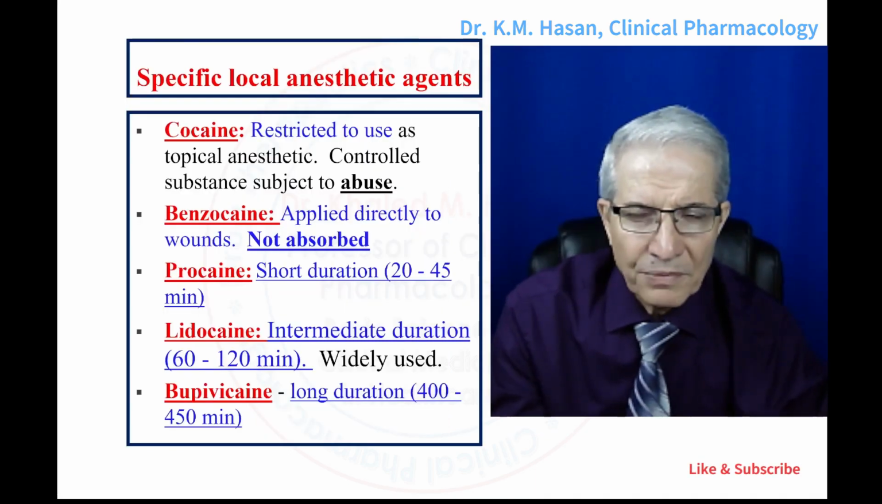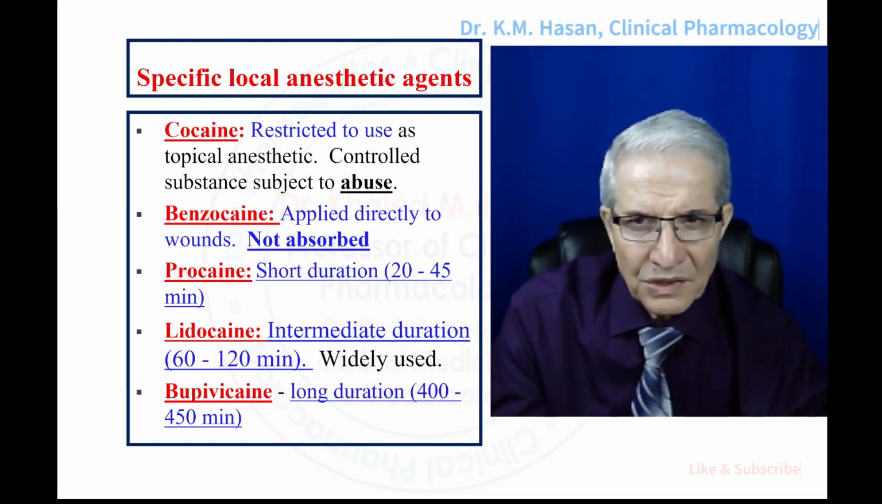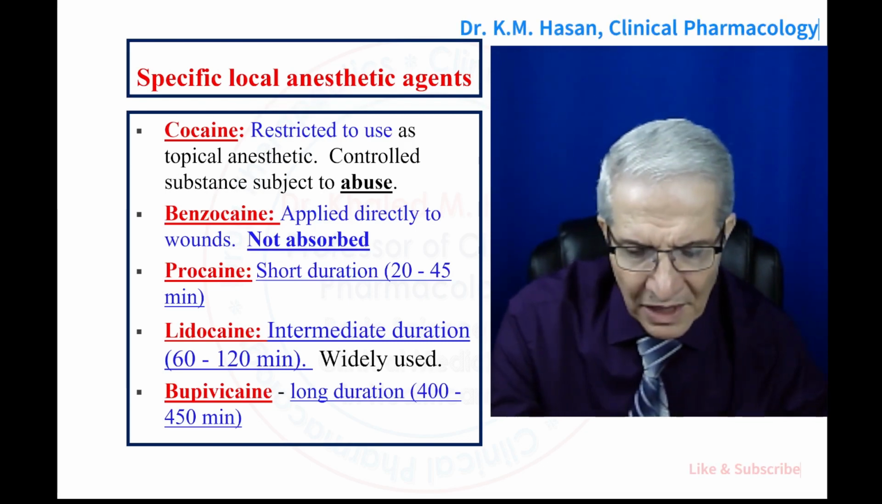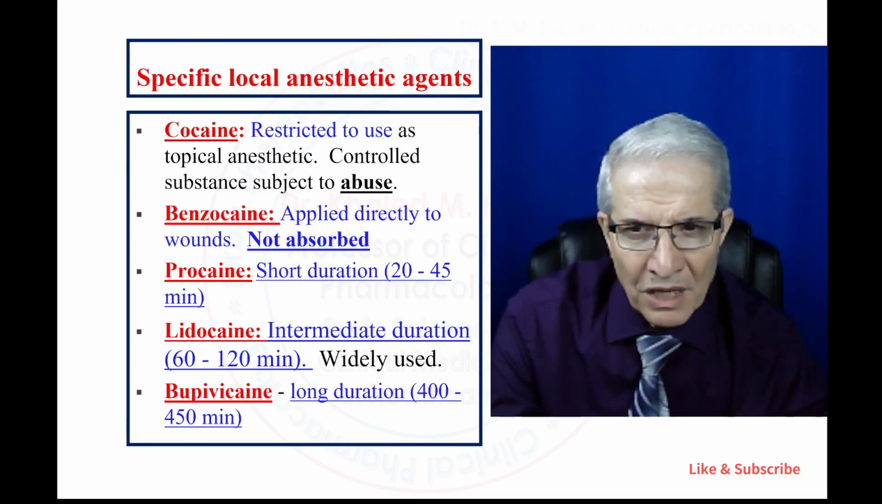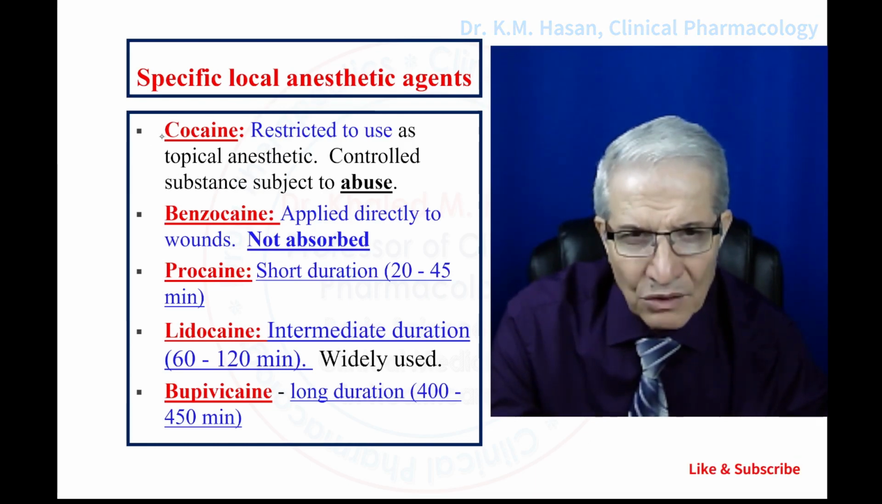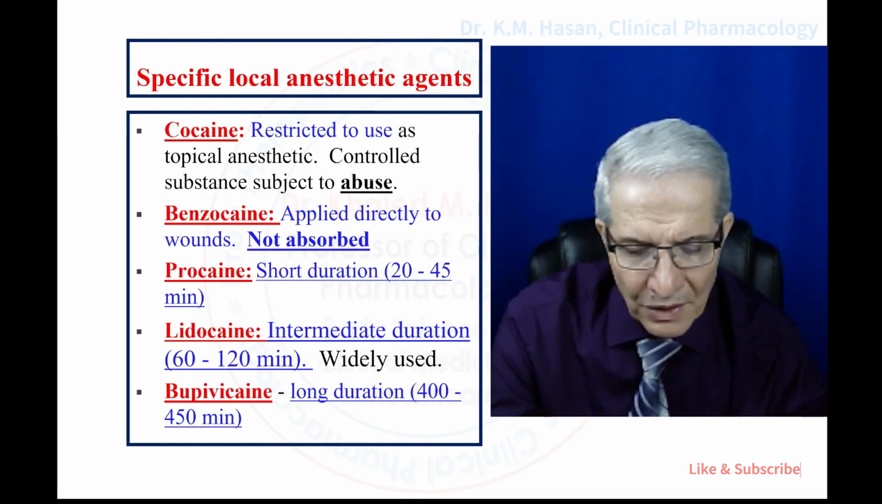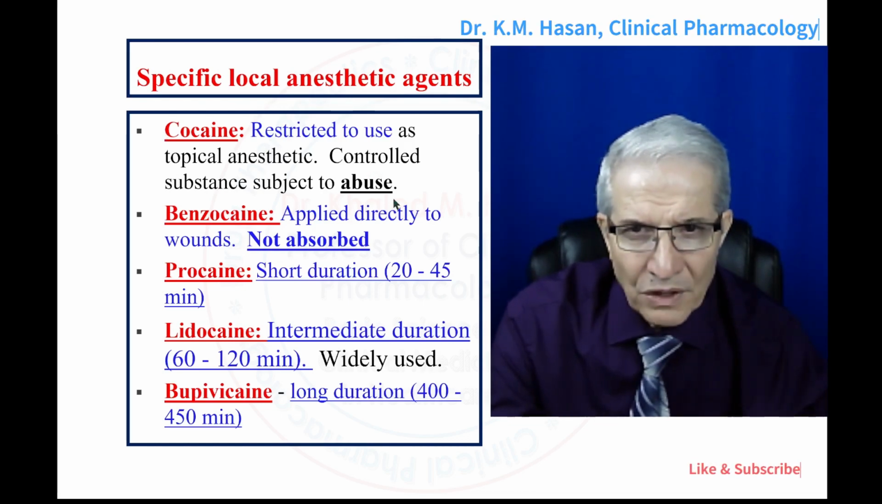Okay, this slide presents some specific local anesthetic agent characteristics. For example, we have cocaine, as you can see from the list, benzocaine, procaine, lidocaine, and bupivacaine. Cocaine could be used as a topical local anesthetic, but we don't use it in practice due to the risk of abuse and addiction. Cocaine, we don't prefer to use it.